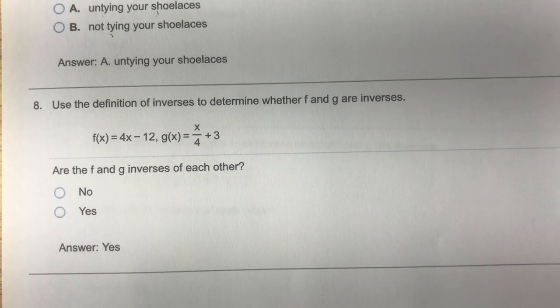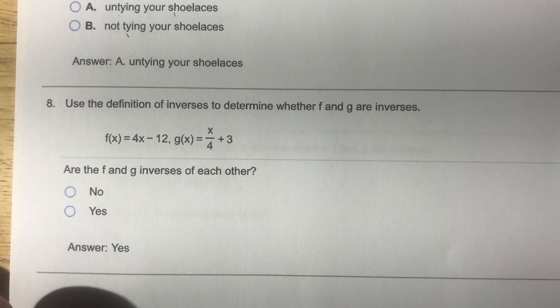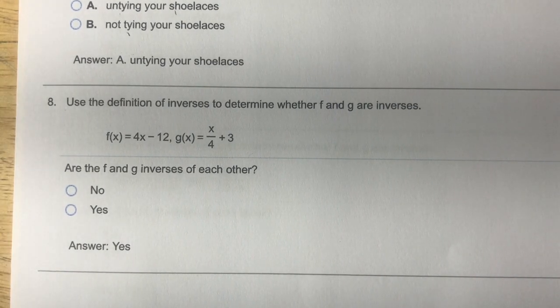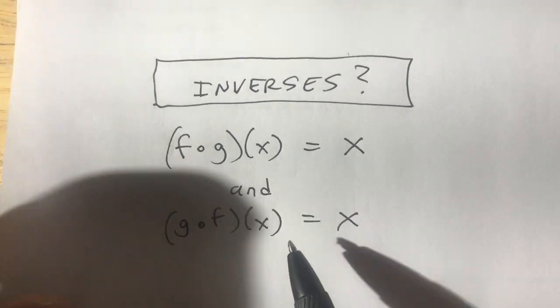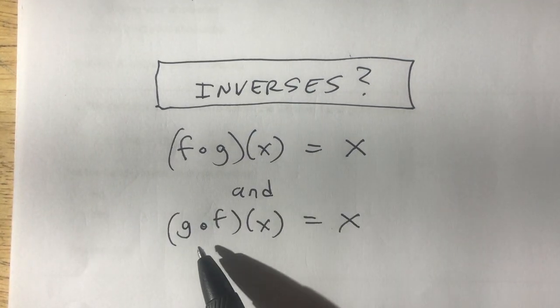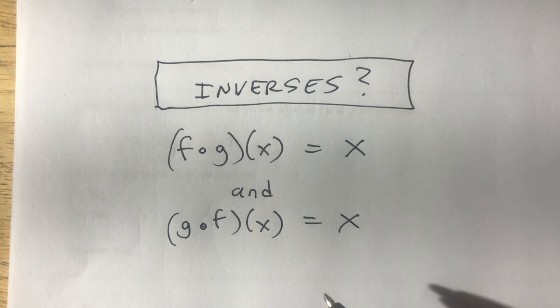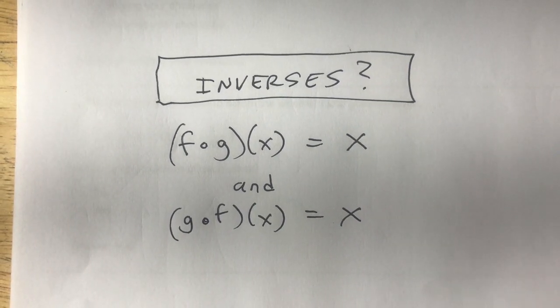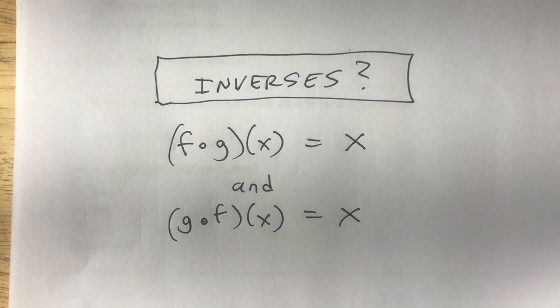Okay, and then now number 8. Here's where we get into what we were just talking about a while ago. We'll go back to this paper here. If two functions are inverses, f of g of x equals x and g of f of x equals x. Now, most times if you just do one of these, then that's sufficient to tell you that they're inverses.